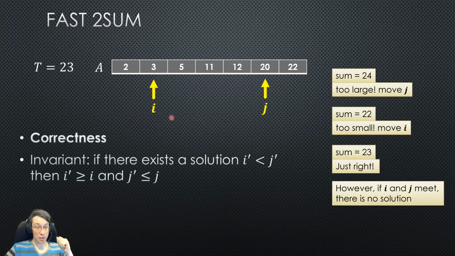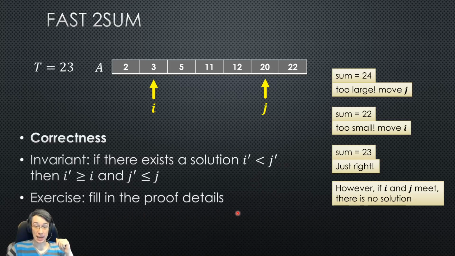Now, if you want to argue the correctness of this algorithm, here's the loop invariant that you would prove as you're adjusting i and j in turn. You would prove if there exists a solution i prime, j prime where i prime is less than j prime, then i prime is greater than or equal to i, and j prime is less than or equal to j. In other words, we haven't passed the i that we're looking for. We haven't passed the j that we're looking for. And as an exercise, you can try to fill in the proof details here.